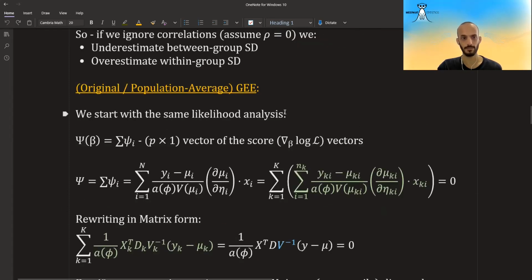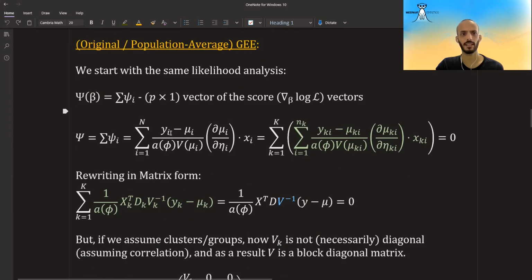Okay, so what is GEE? We start with the same likelihood analysis, and let me introduce some notation. So psi of beta will be the sum of the individual psi i's, which are the score vectors for the ith observation. Okay, and the score is again just the derivative of the log likelihood with respect to the coefficients, the parameters we want to estimate.